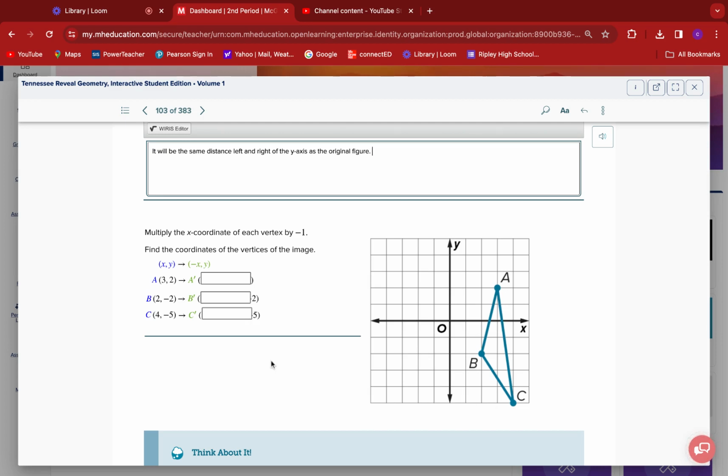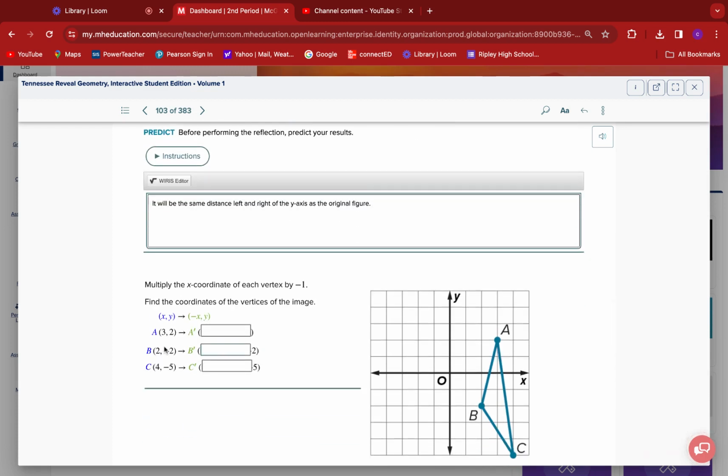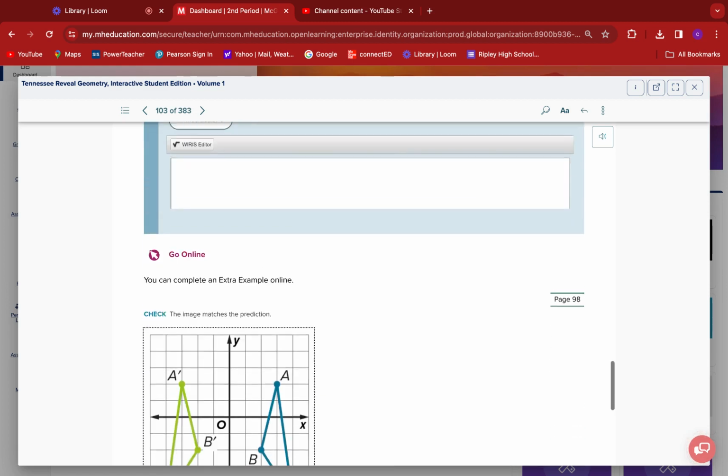So what that means is across the y-axis, your X changes signs. Your X changes signs. So it won't be 3, 2. It'll be negative 3, 2. It won't be 2, negative 2. It'll be negative 2, negative 2. It won't be 4, negative 5. It'll be negative 4, negative 5.